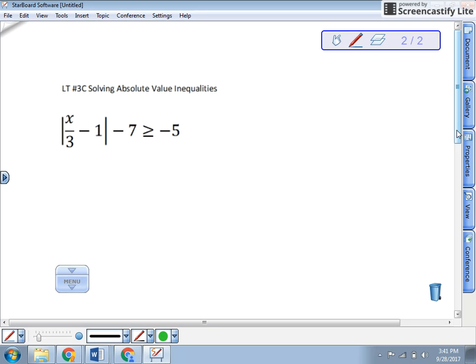So right away, I see this sign here, so I know it's going to be an or. Now remember, we've got to isolate the absolute value sign. So let's do that before we get into our two inequalities. To do that, I'm going to add 7 to each side.